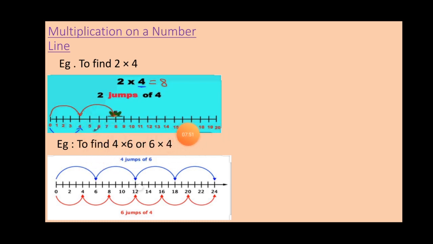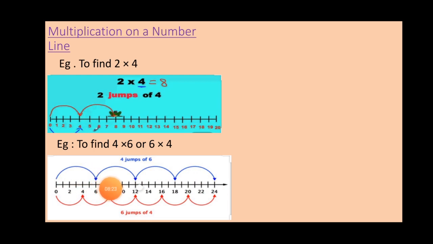Now if you wish to take the next question as 4 into 6, this we can solve in any of the ways. Let's say that we can take 4 jumps of 6 units, or else we can take 6 jumps of 4 units also. So first of all, we need to draw one straight line as we learned, and we'll mark all the whole numbers on it. Then when we take the first jump of 6 units, it will take us to the point 6.